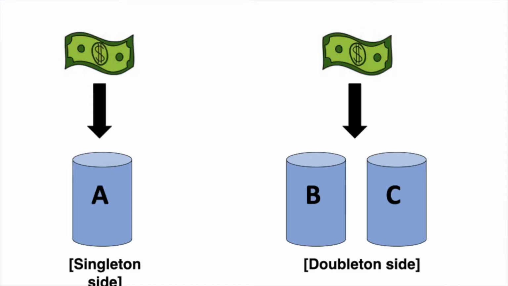Imagine you're presented with three containers divided into a singleton side and a doubleton side. Let's say I told you that I hid $1,000 in container A and I hid $1,000 in container B or C. Now you get one shot to pick a container and win the money. Which container would you choose? Well, obviously you choose container A because that container must have the money in it.